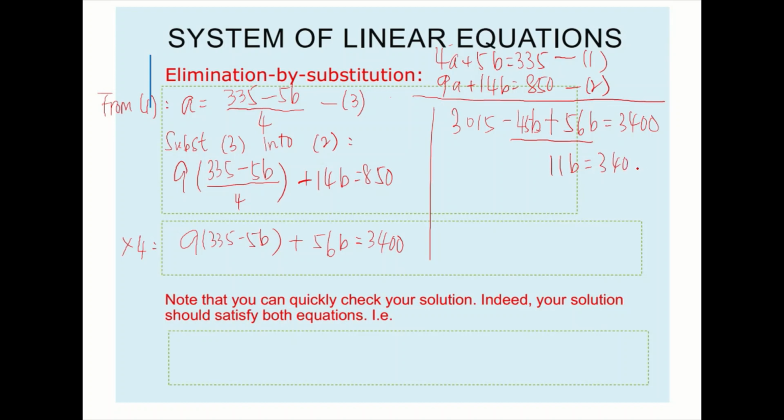And bring the 3015 to the right hand side, it becomes minus. From here we get 385, and b will be 385 divided by 11. We will get b is 35. Let's check. Here we get 35, so you can see we are getting the same answer.